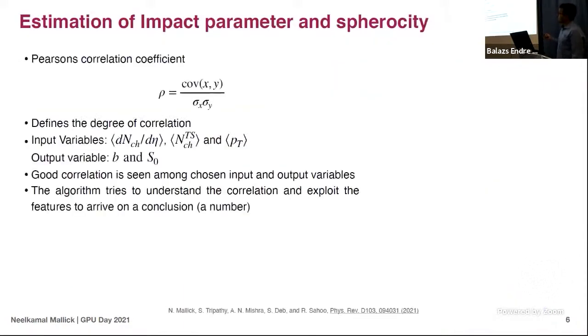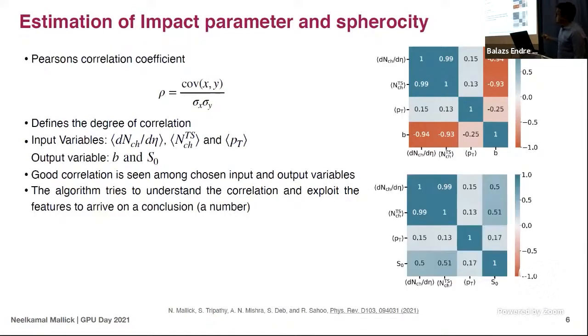Here we have some final state observables which we can directly get from the detectors. We have the multiplicity, dN_ch/dη, the multiplicity in the transverse plane, and of course the mean transverse momentum. When we calculate the Pearson coefficient of these input variables with the impact parameter and the transverse velocity, we observe that they are quite nicely correlated, as you can see.